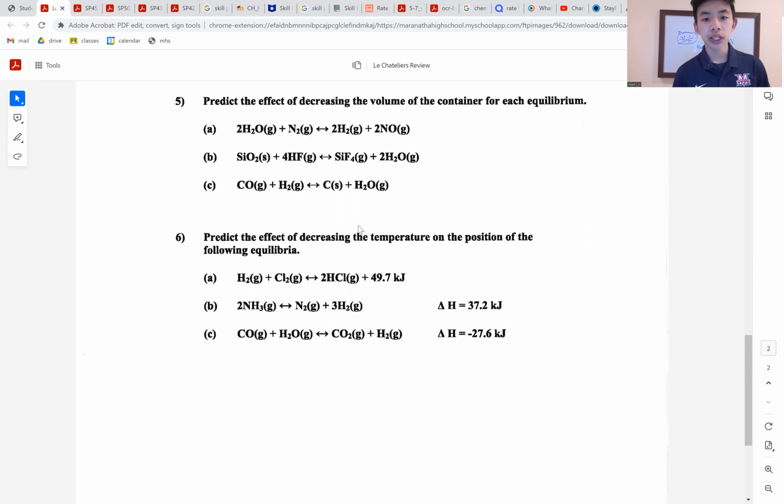Number 6, predict the effect of decreasing the temperature on the position of the following equilibria. So for A, if we decrease the temperature, it would go to the same side, because if we decrease the temperature, it will have to compensate by going to the same side as the temperature term. Because there's not enough temperature. You decrease it, there's not enough. So it has to go to the same side again. So that'll be forward.